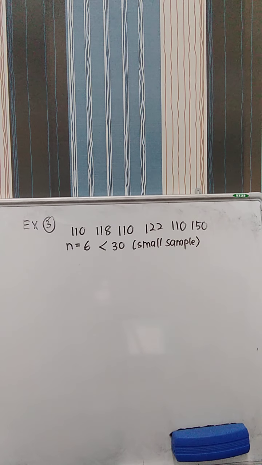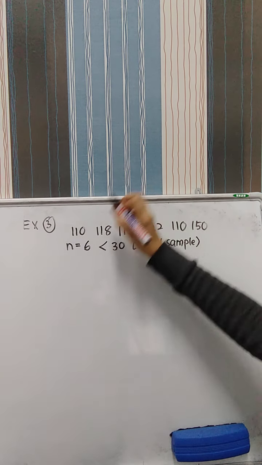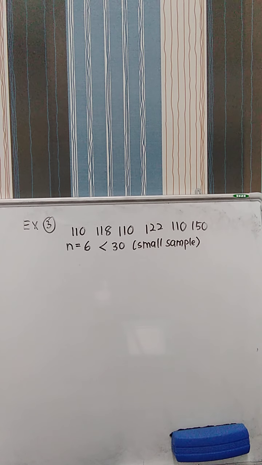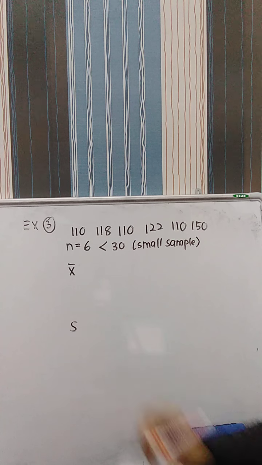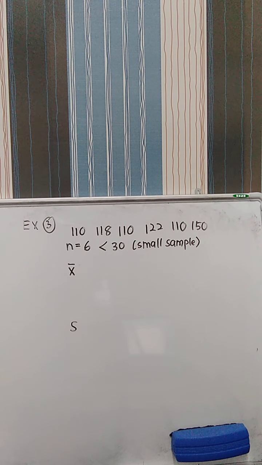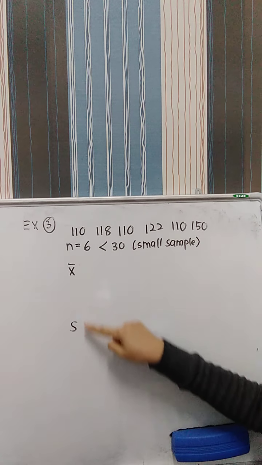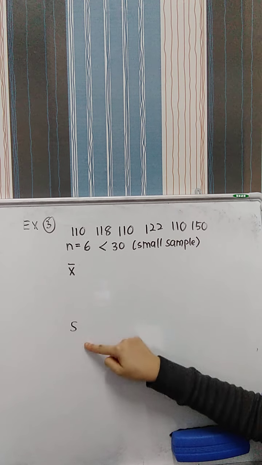Okay, but you are not given the X bar and the standard deviation from this sample. So what to do is you need to calculate the X bar and the standard deviation using the formula for ungrouped data, mean and standard deviation. This is from the chapter on measures of central tendency.